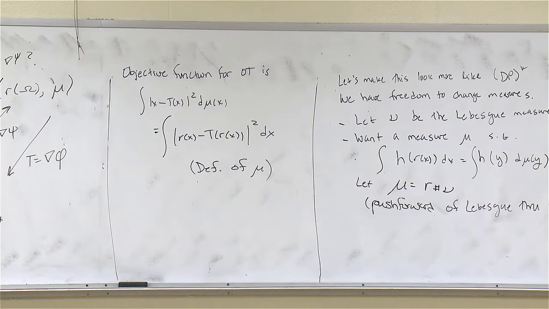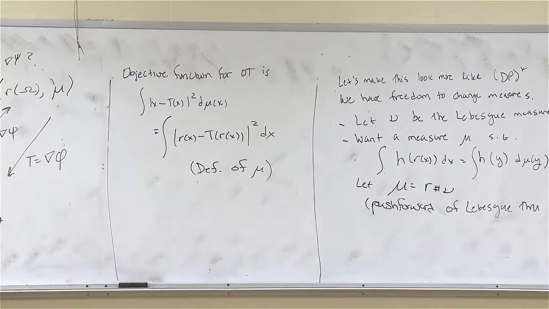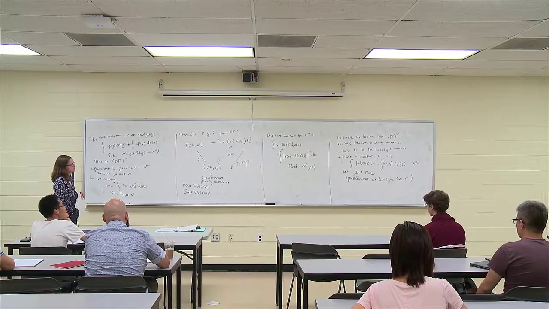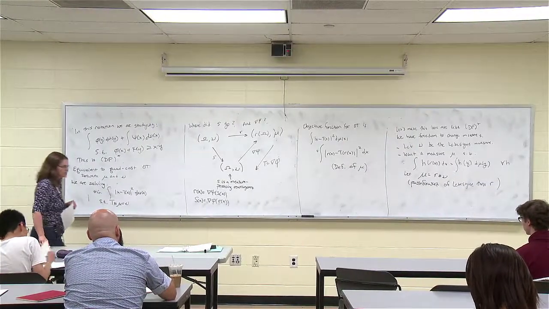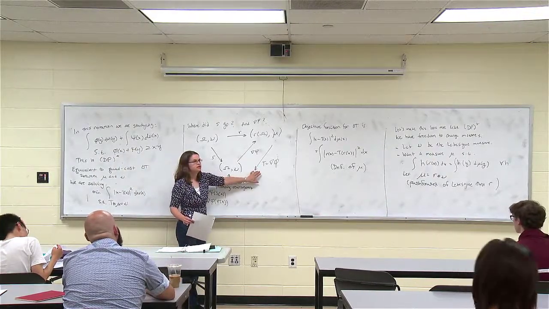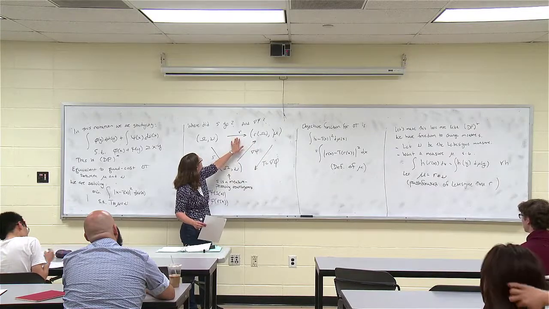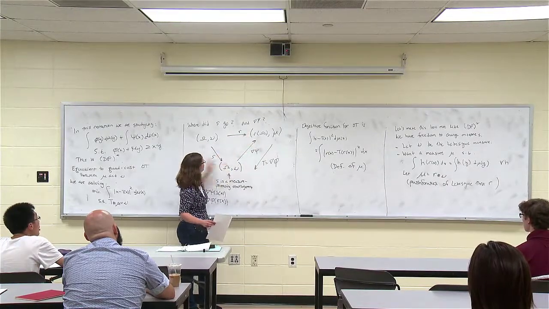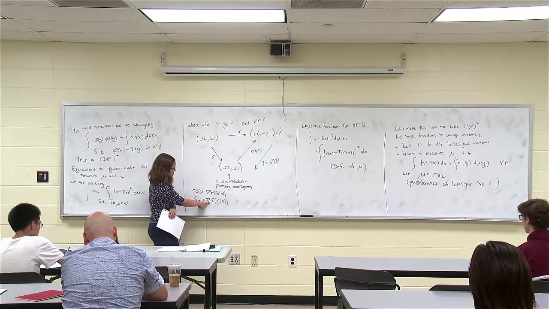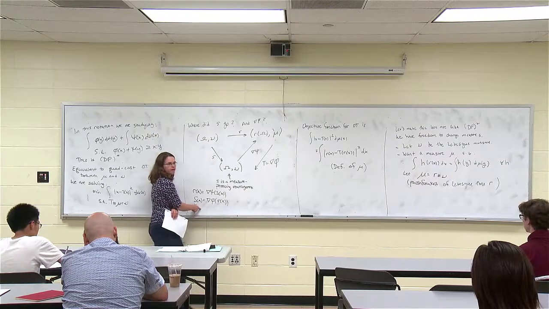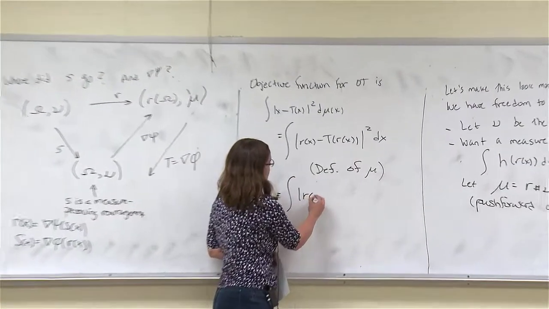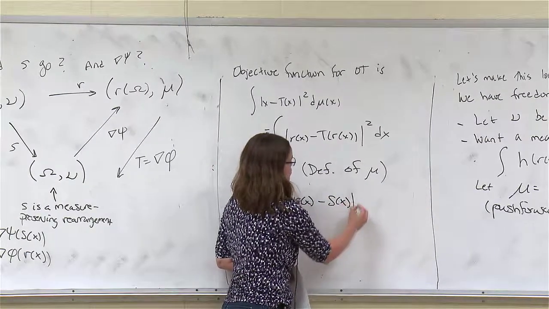And what's another name for T of R of x? S of x, exactly. So we come back to here: T composed with R, that goes there or there. That's the same as S of x. You can see it here too where we've written it: grad phi is equal to T, so T of R of x is S of x. That's our measure preserving rearrangement. So this I can write as R of x minus S of x squared.